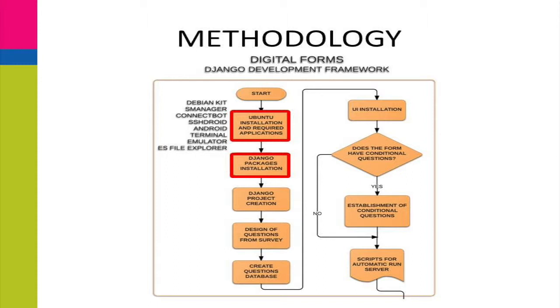They are Debian Kit for creating a virtual Linux machine, SManager to execute some code in the final process, ConnectBot to open a local shell session in the Linux machine configuration process, SSH Droid to open an SSH client in the Django packages installation process, Android Terminal Emulator to open a terminal emulator in the Django execution process, and ES File Explorer to open a file explorer in the internal device memory.